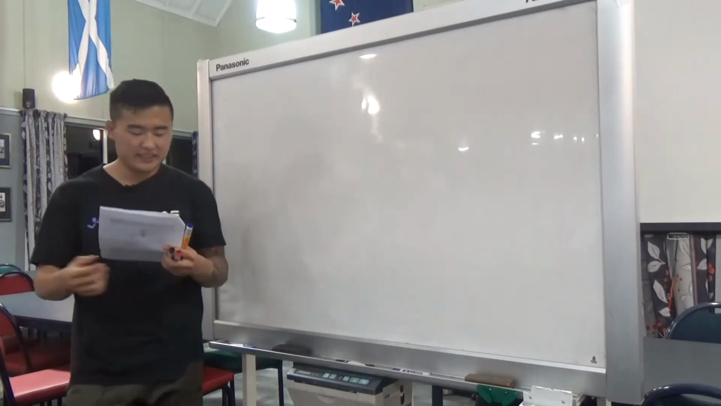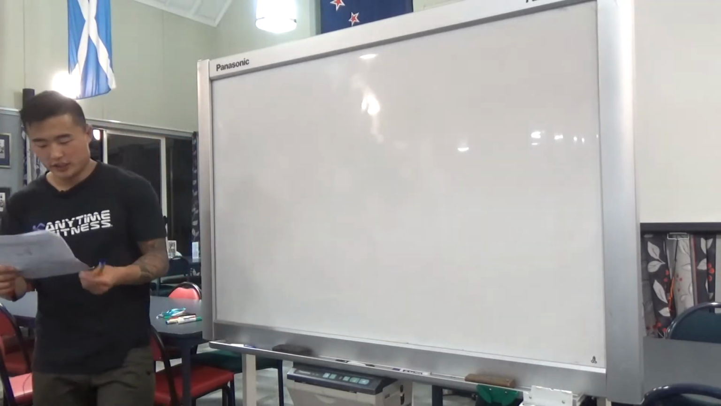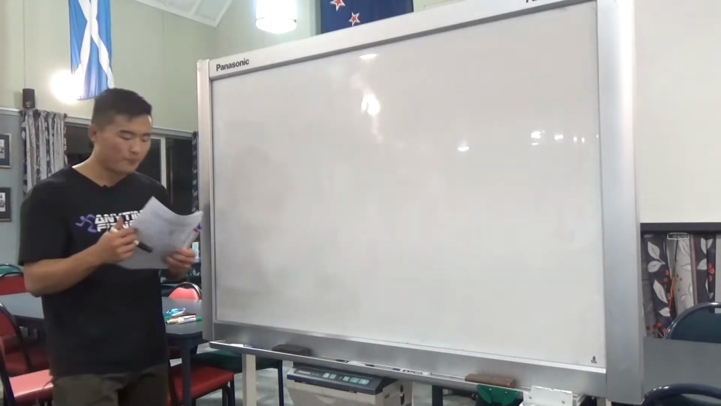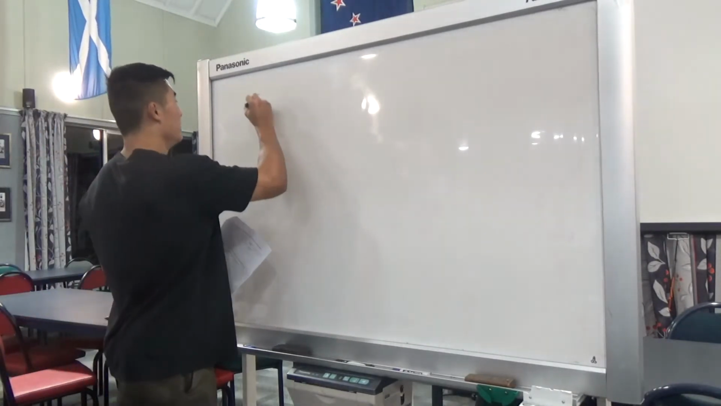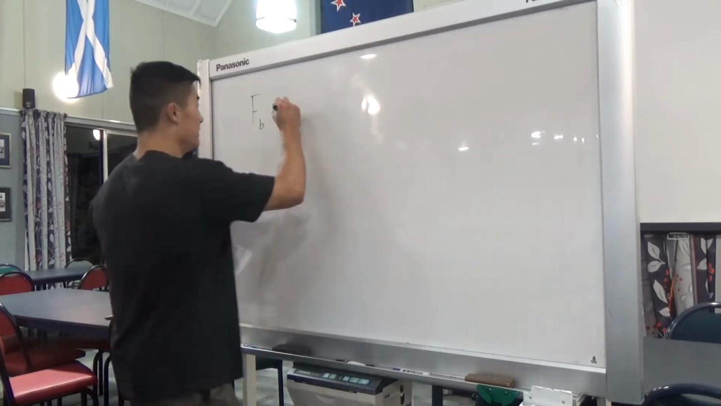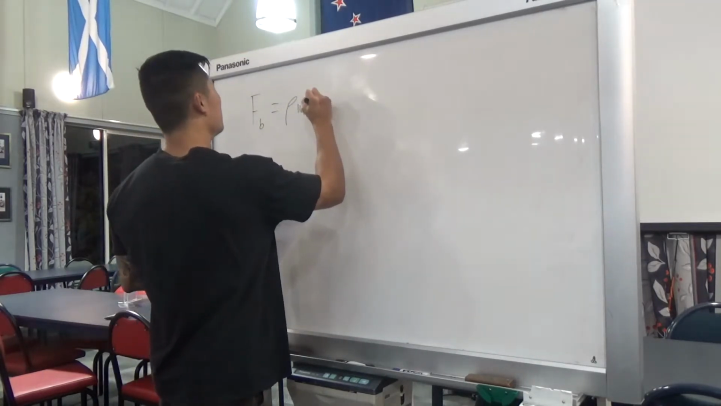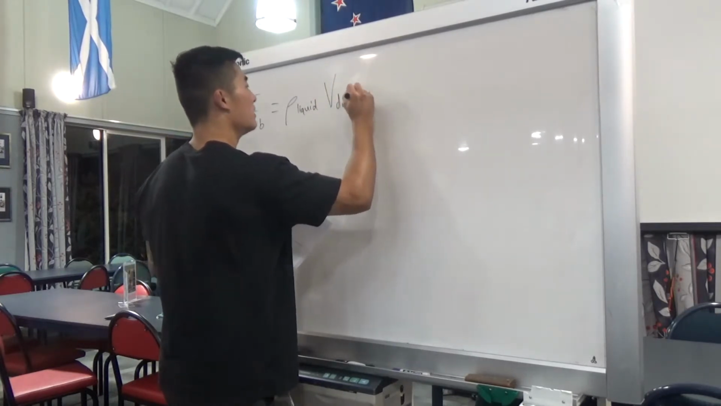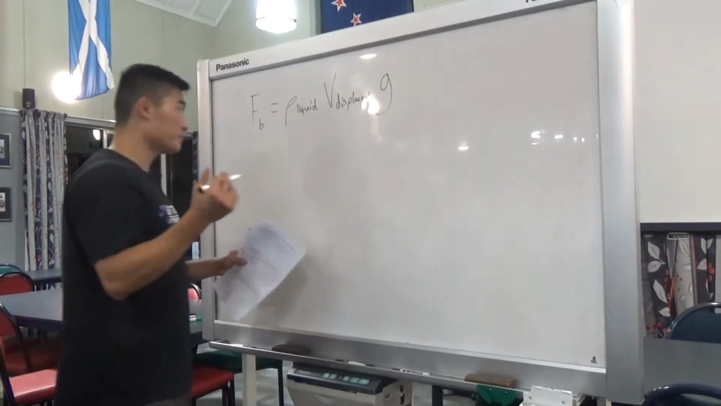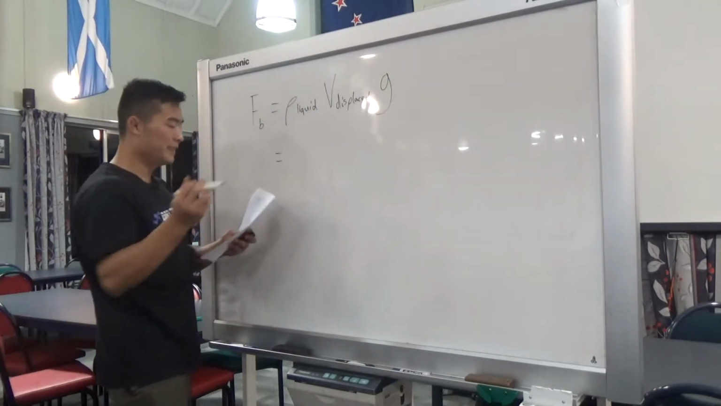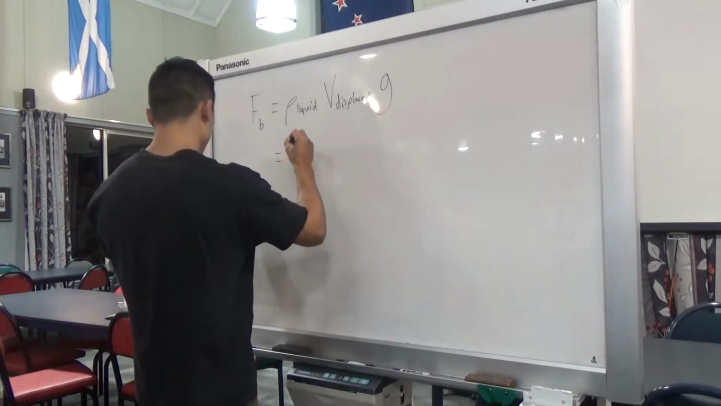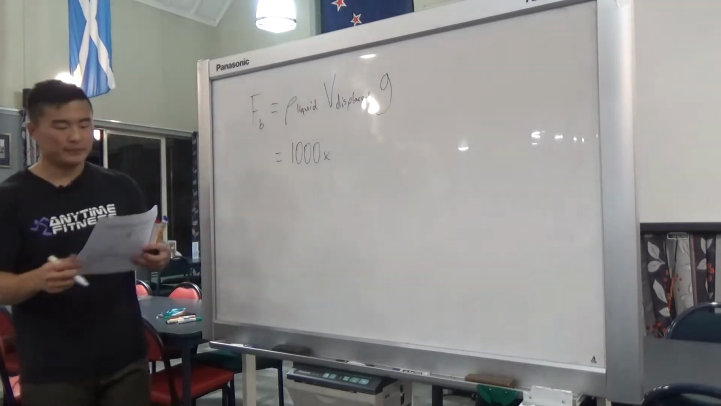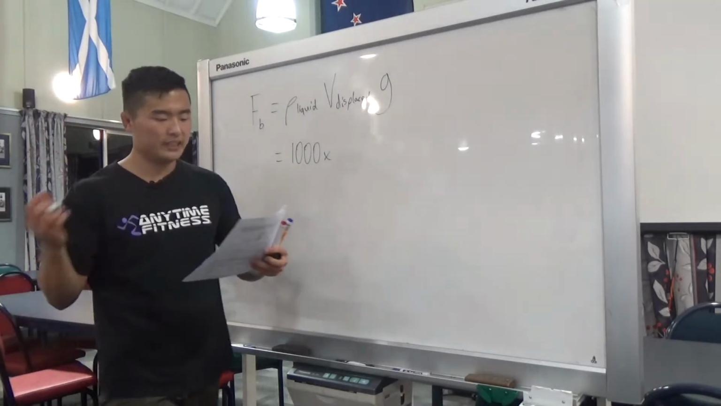Sorry, this is a three-part question. So, what's the magnitude of the buoyant force exerted by the water on the copper cylinder? So, we want the buoyant force, so the equation for that is the density of the liquid multiplied by the volume that's being displaced multiplied by gravity. And the density of the liquid we know is 1000. And the volume is going to be equal to the volume of the cylinder, which we just calculated.